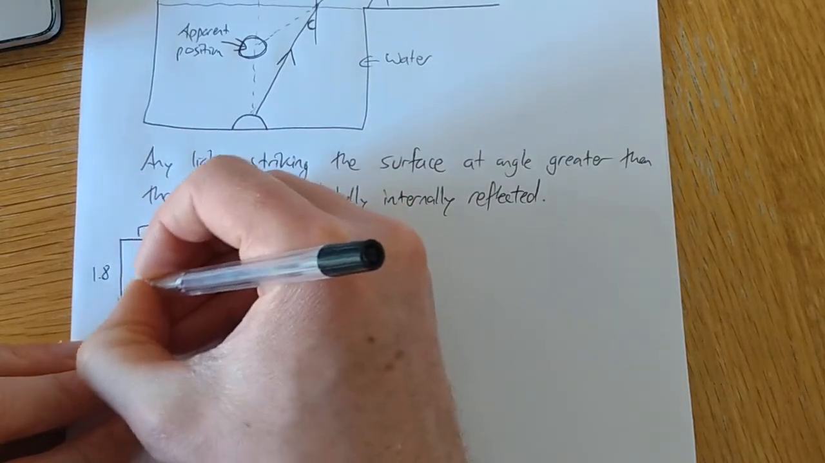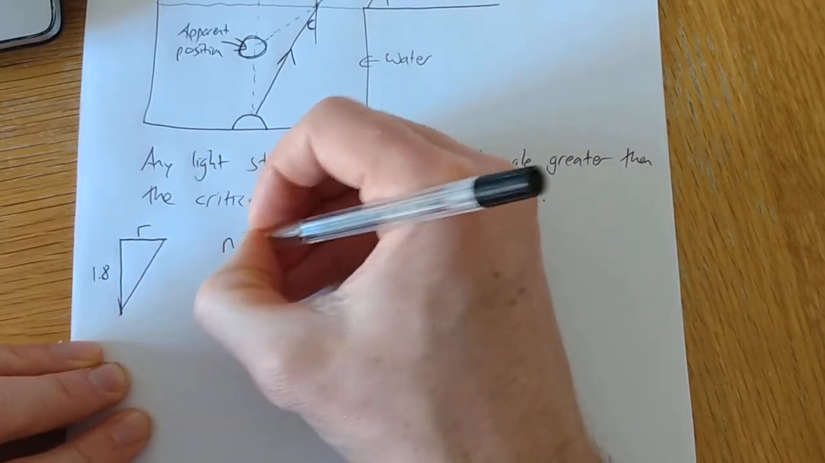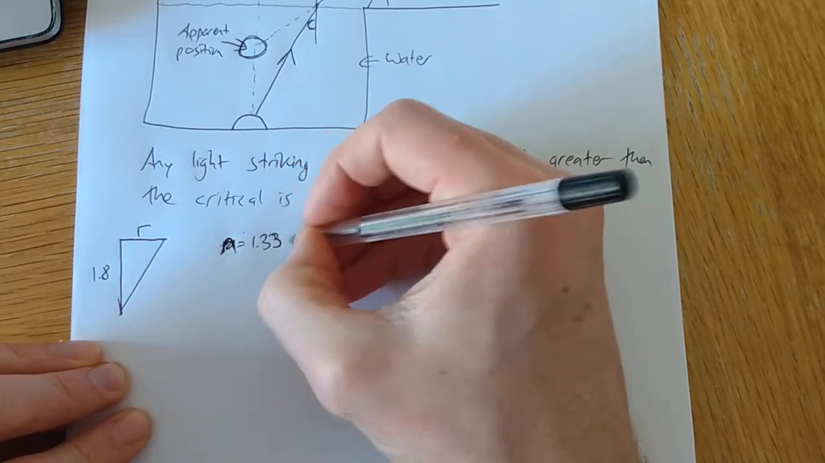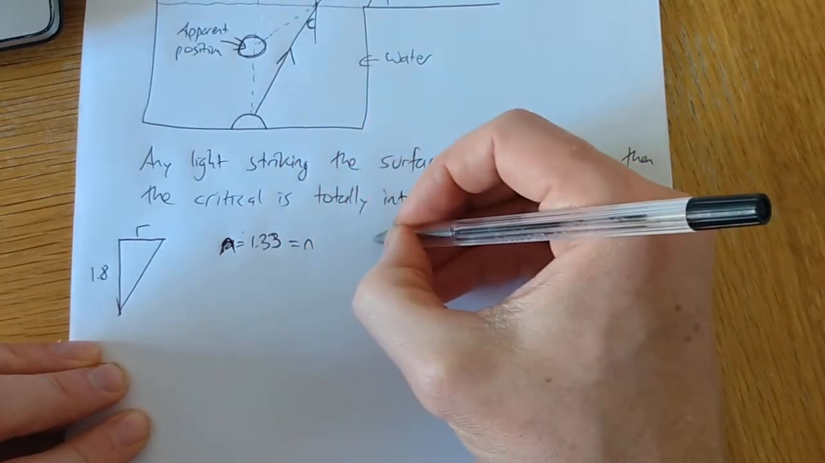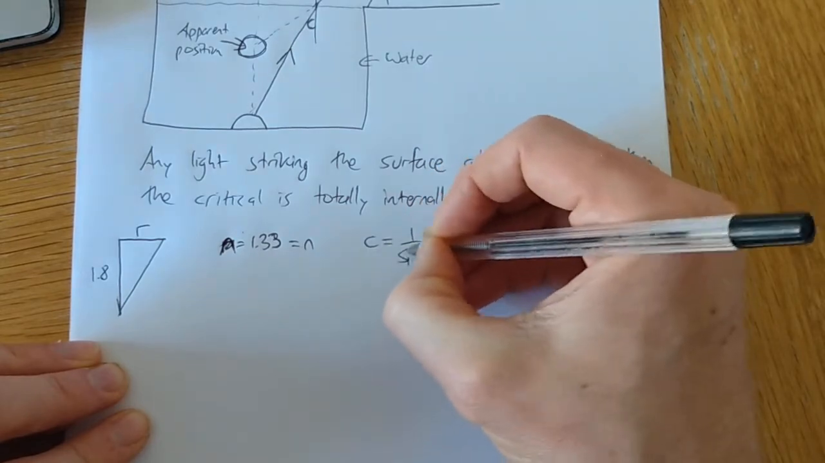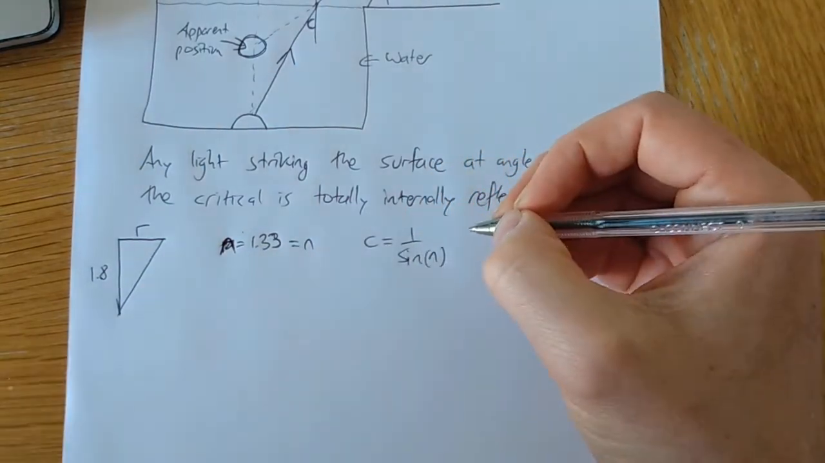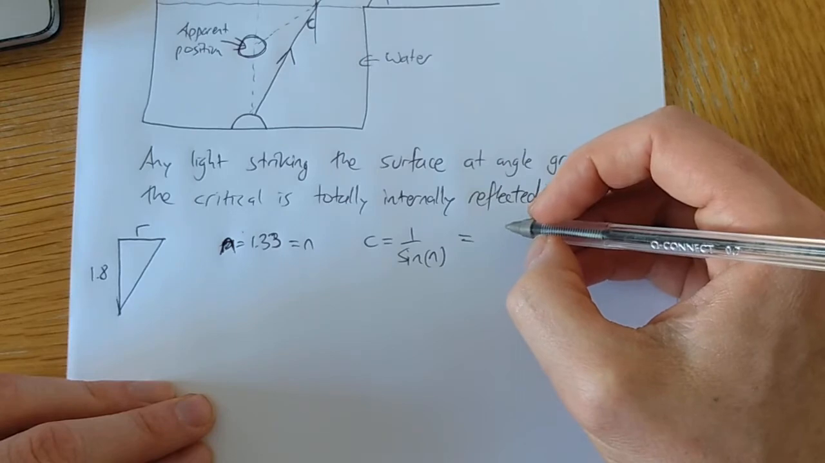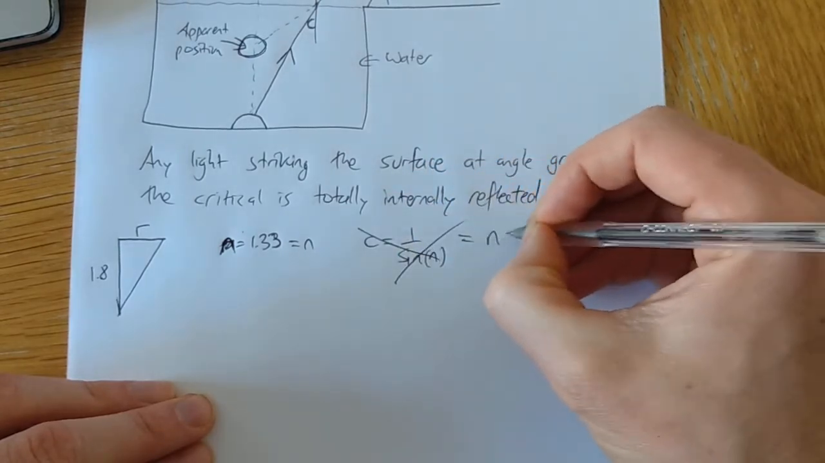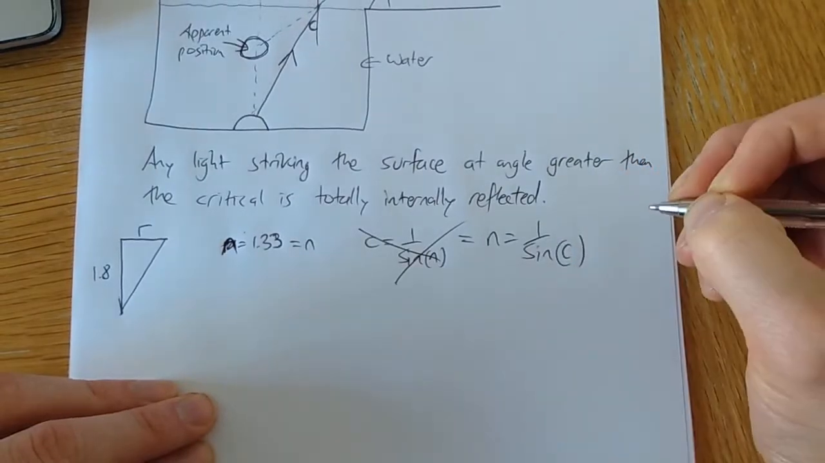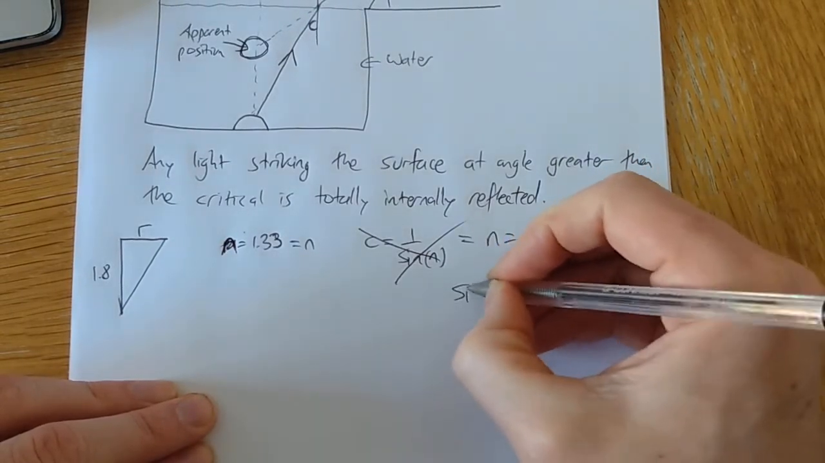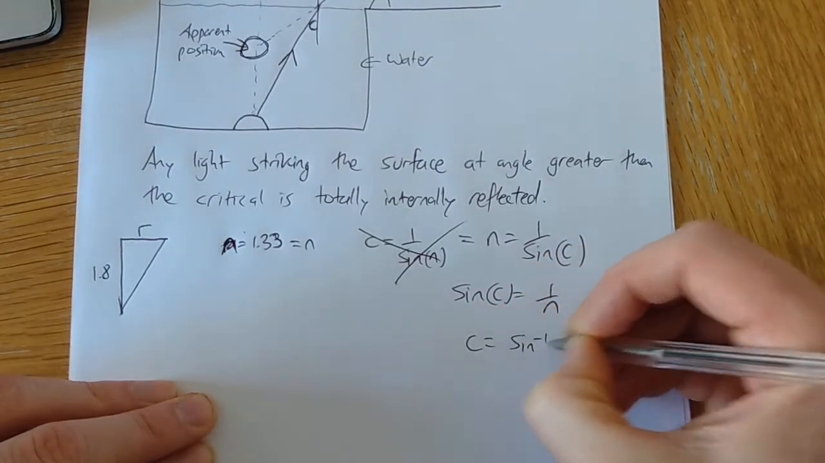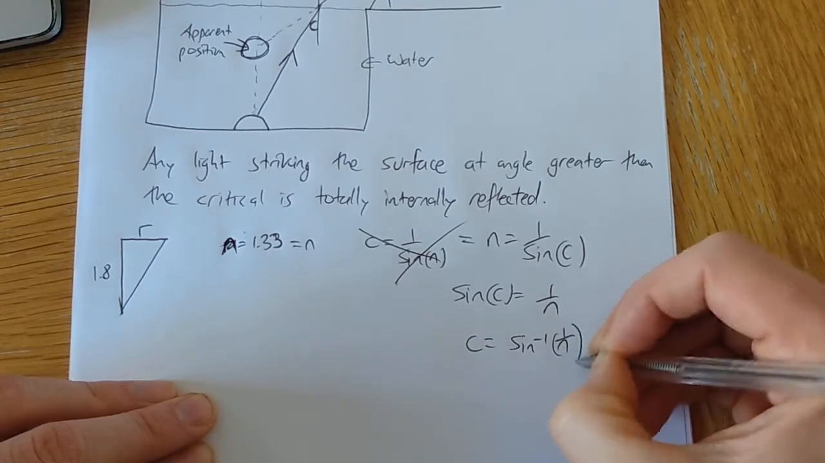This is 1.8. The refractive index of the water, n, is 1.33. The refractive index is 1 over sine of C. I want to know C, so sine of C is equal to 1 over n, and therefore C is equal to sine inverse of 1 over n.